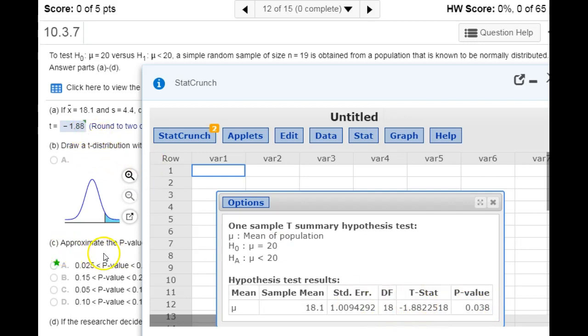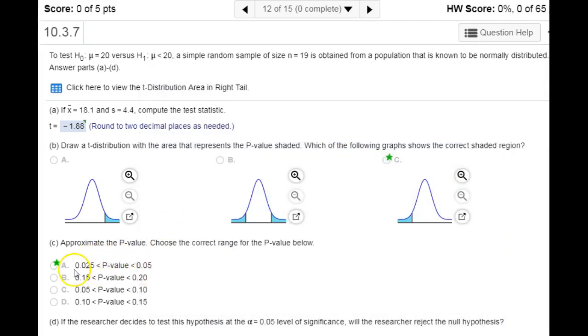And for part C, it says to approximate the p-value. And you can do that if you're using a table, but since we're using technology, we can get the precise value. So 0.038, I would look and say that's in between 0.025 and 0.05, so that would be the approximation. I know the p-value is in between there.